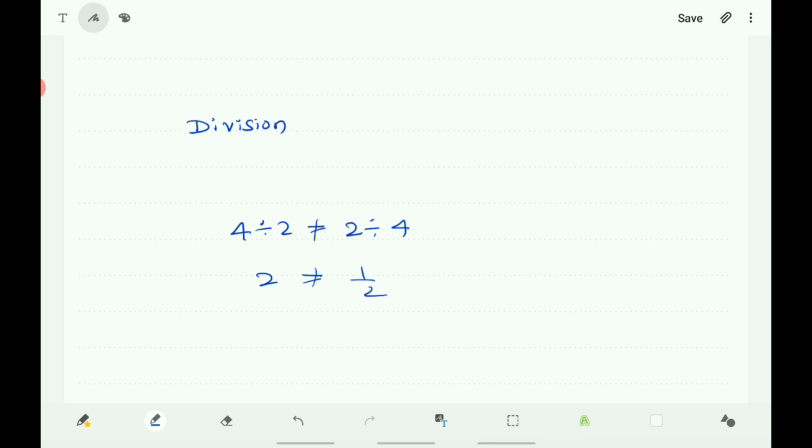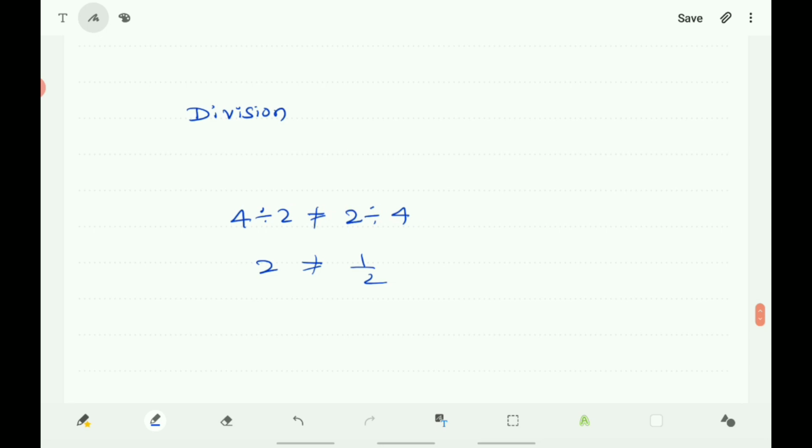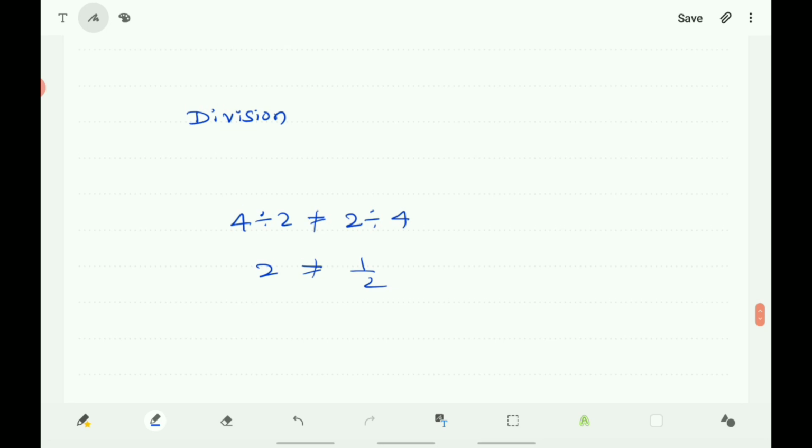That is, for all integers a and b, a divided by b is not equal to b divided by a. Therefore, division is not commutative for integers.